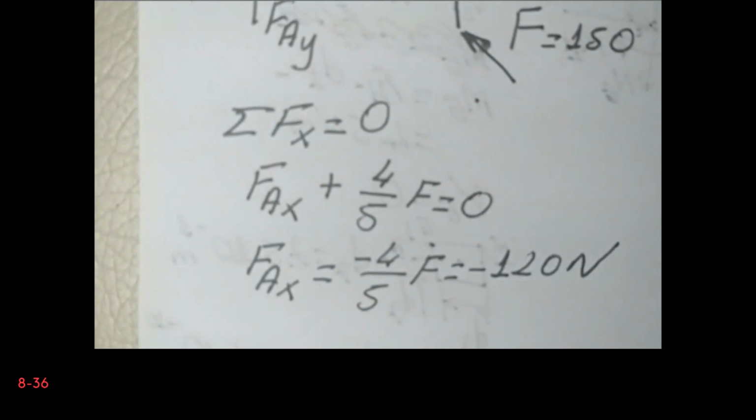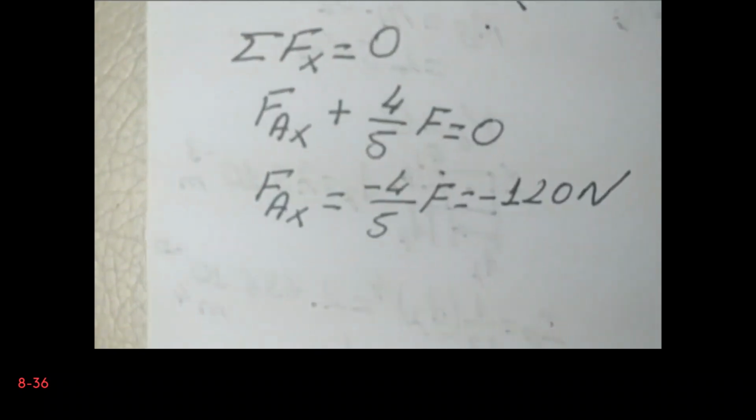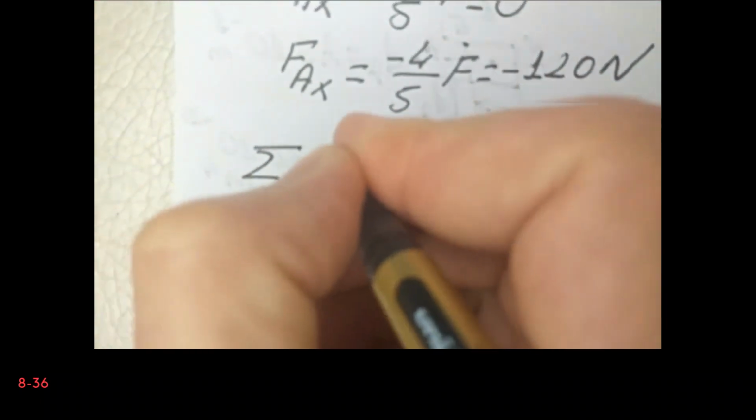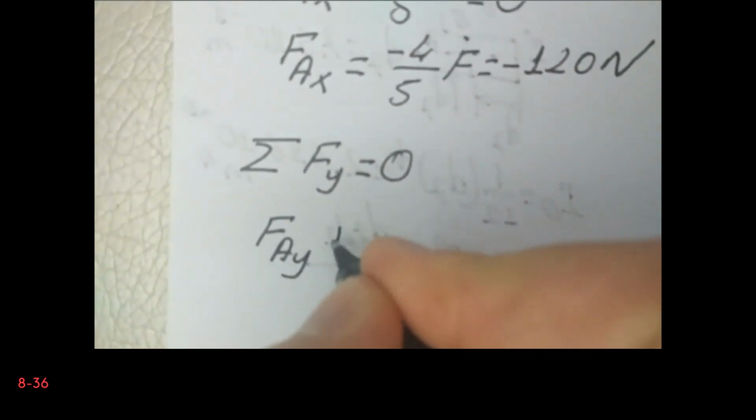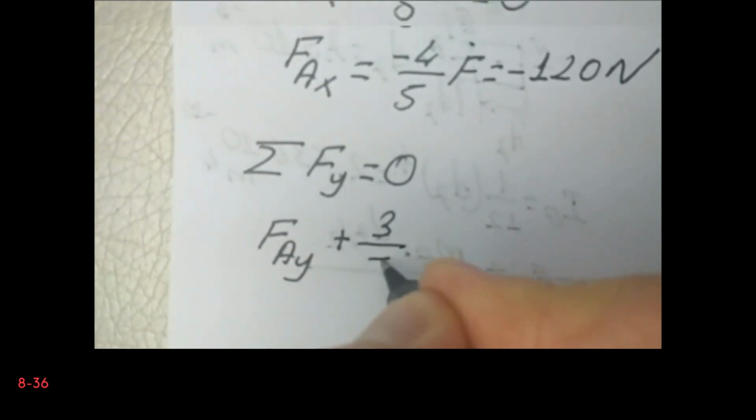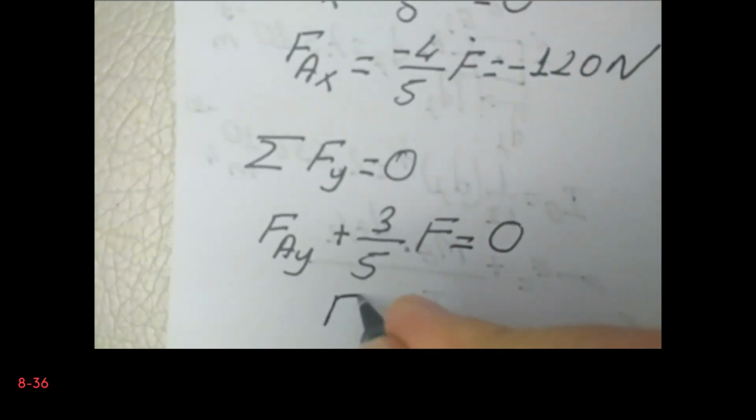Now let's continue. Sum of the forces in Y direction has to be equal to 0. Now we have FAY plus 3 over 5 F, that's equal to 0. From here FAY is equal to minus 90.